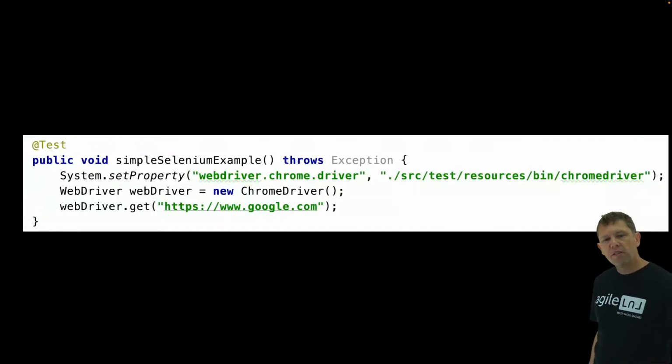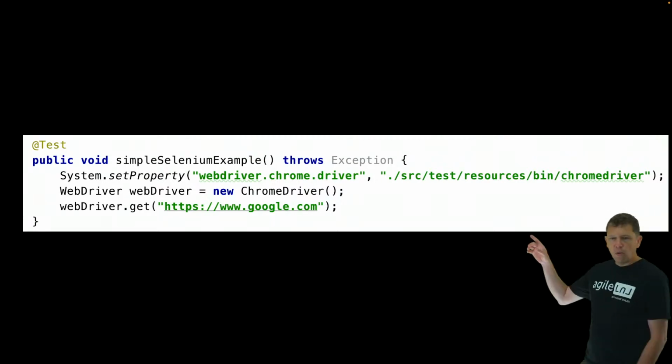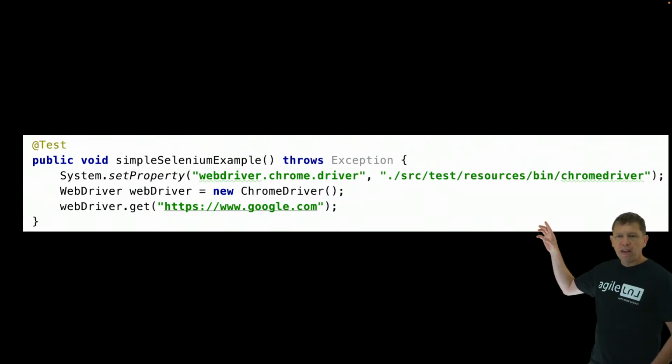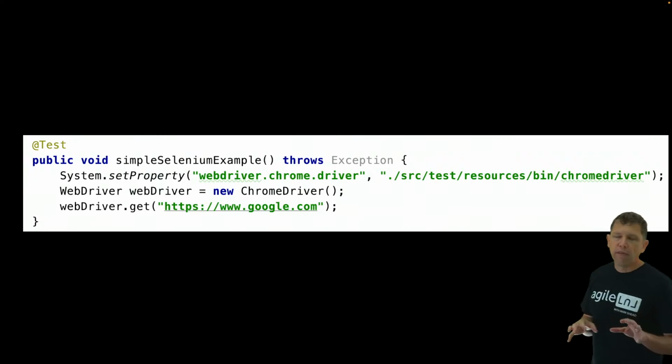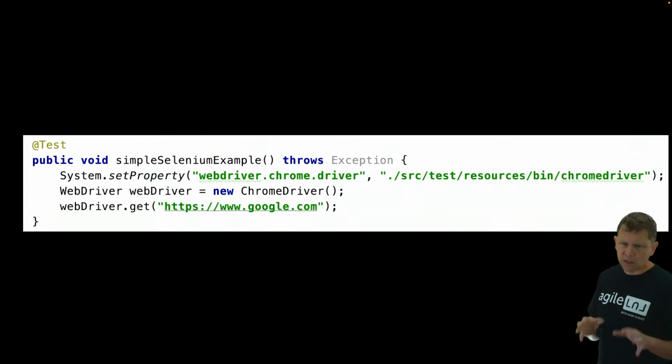So let's look at what this looks like. So here is a very, very simple Selenium example. And all this is going to do is it's going to get a web driver, it's going to get the Chrome driver, and then it's going to load Google. So up here at the top, what we've got going on is we're setting up and telling it where the Chrome driver is. In this case, I think there's some default locations you can put in. I usually try to specify it.